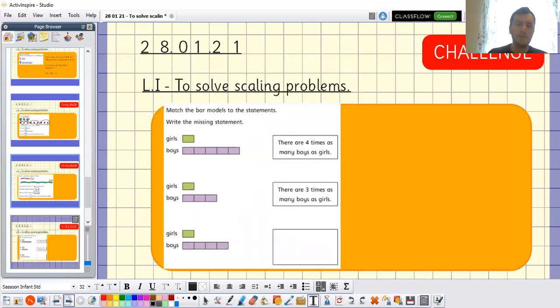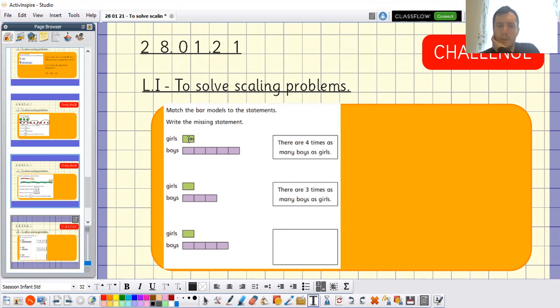Now, last one. This one, you need to match the bar models to the statements and write the missing statement for the one that might be missing. So let's work through this one together, perhaps. It says there are 4 times as many boys as girls. So let's just focus on that statement. There are 4 times as many boys as girls. Which one shows that there are 4 times as many boys and girls?